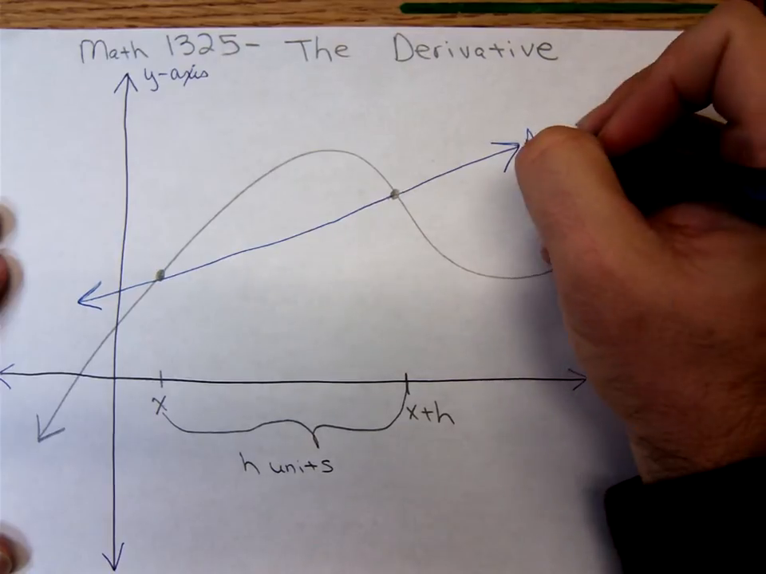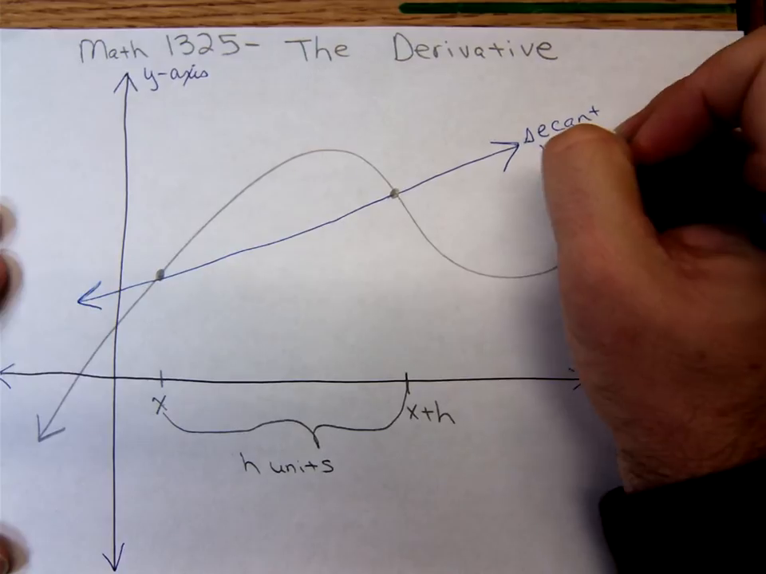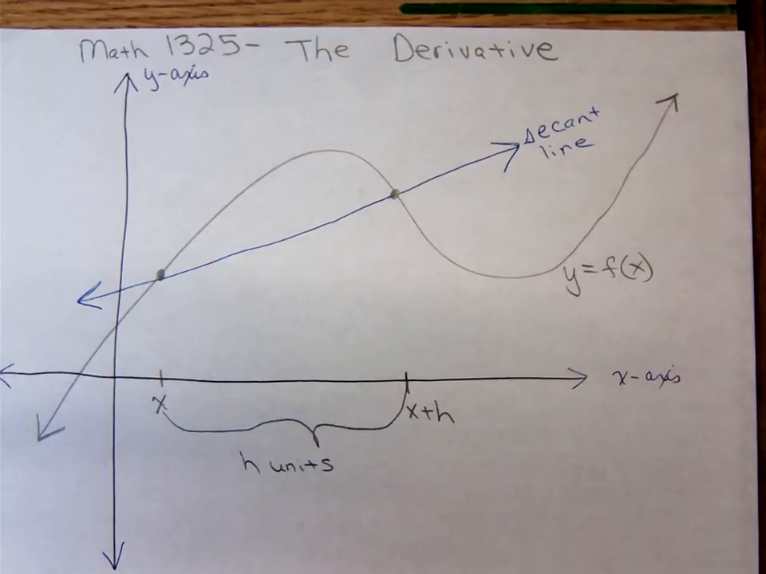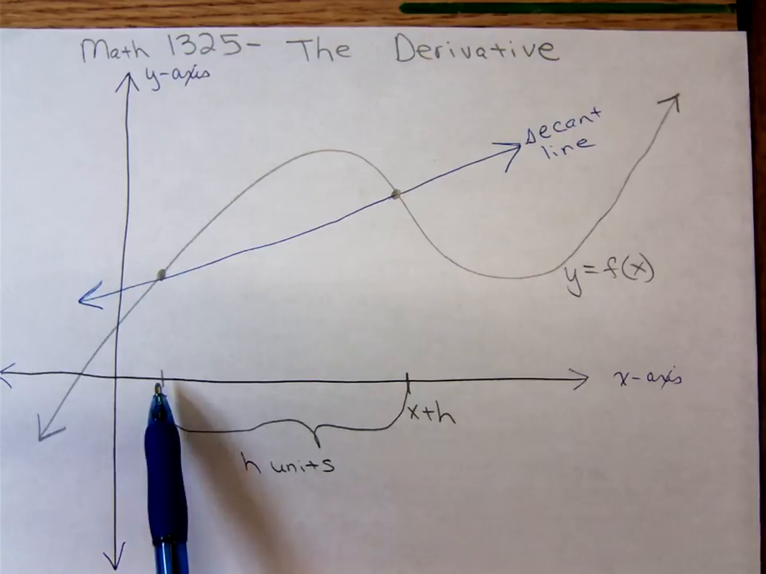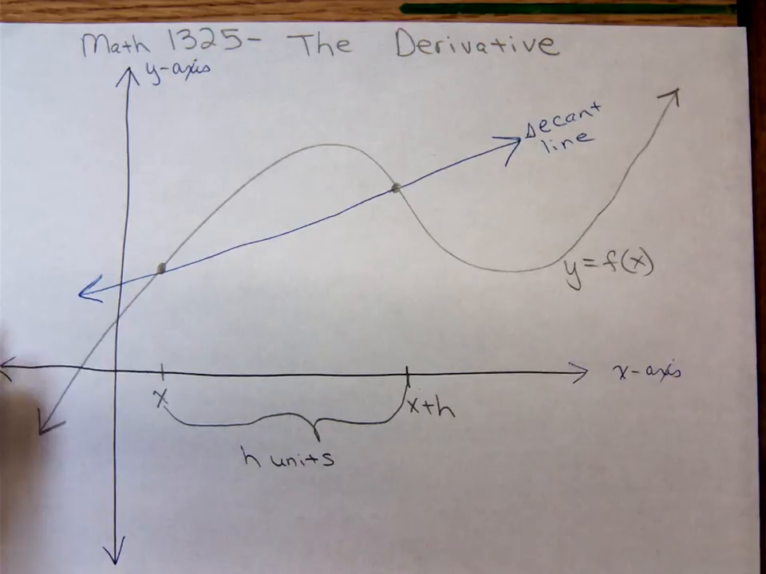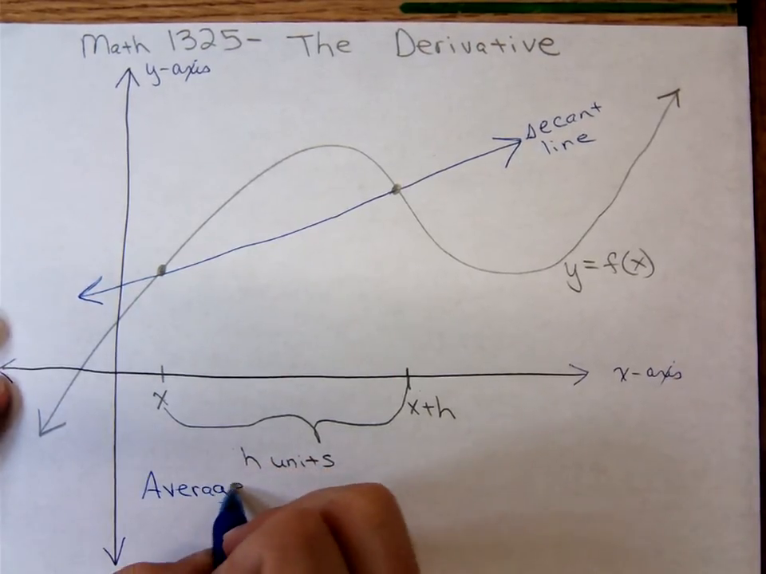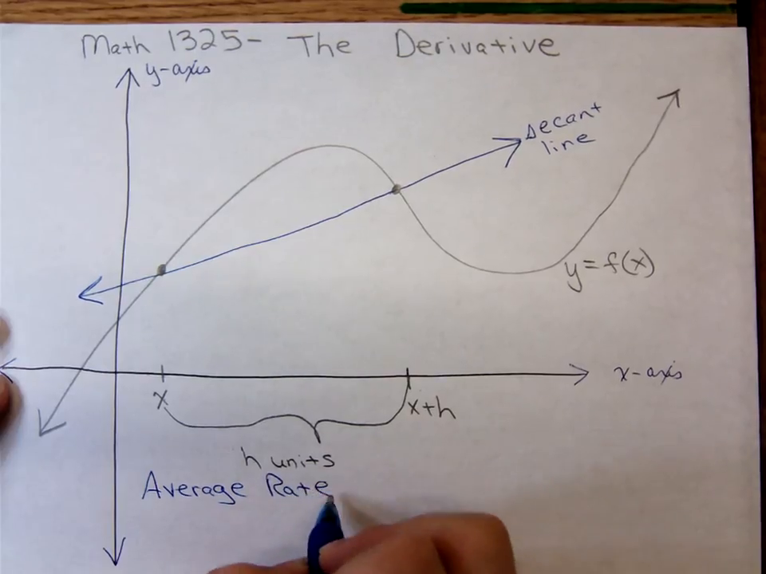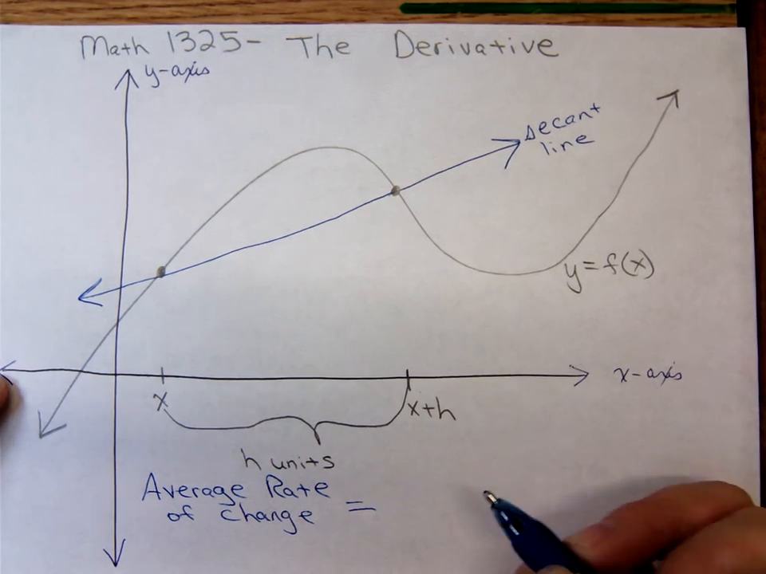And that is the secant line, not to be confused with the secant function in a trigonometry class. That is the secant line. If I wanted to know, in general, on the average, how much is the function changing as I move from x to x plus h, that's referred to as the average rate of change. The average rate of change, it's just the slope of that line.